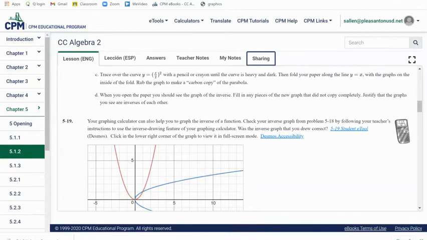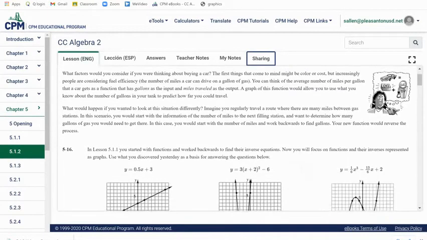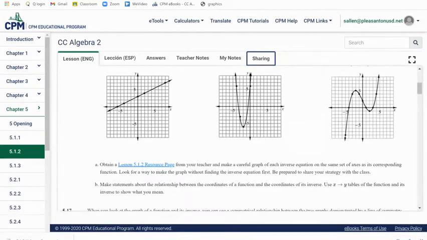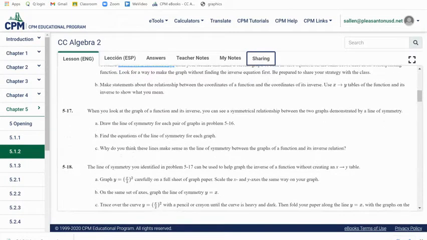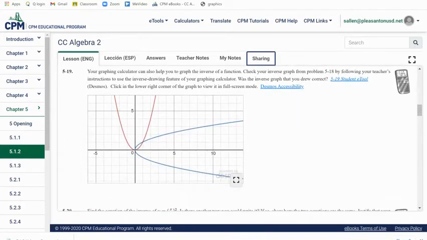So we are currently still on section 5.1.2, which is using a graph to find an inverse. If you remember, in the last lesson we started off looking at a function and then graphing its inverse just from the graph. We also talked about how a function's inverse is reflected across the line y equals x. And lastly, we ended with learning how to graph a function and its inverse on a graphing calculator.